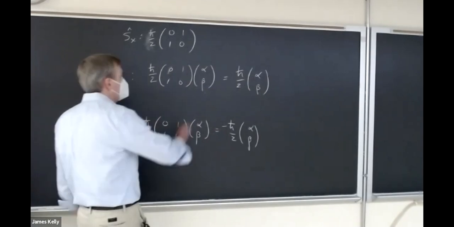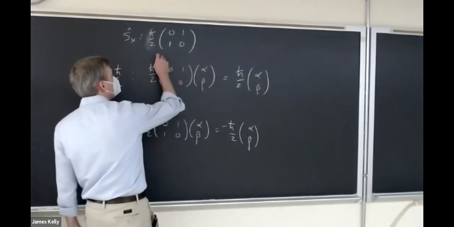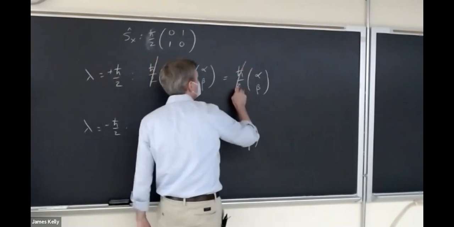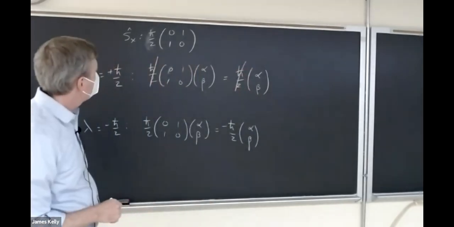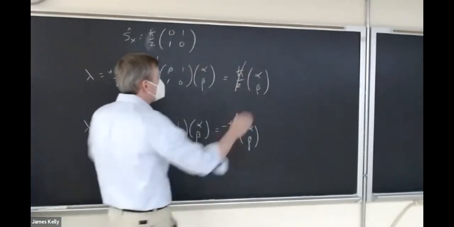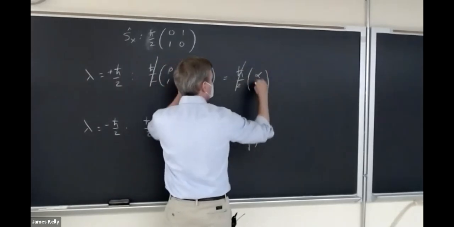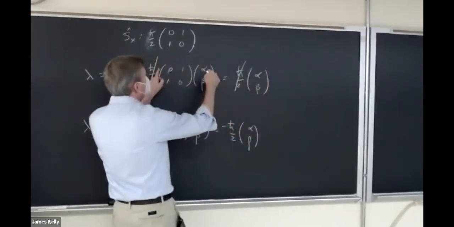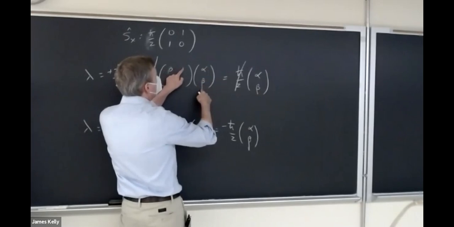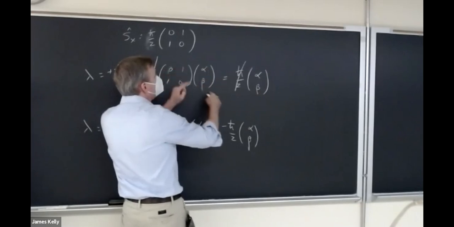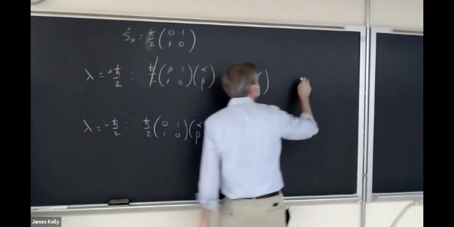And well, in this case, on both sides, I have a common factor of h bar over 2, so I can just sort of cancel that out. And this is really two equations, right? I have an upper element and a lower element. The upper element would be 0 alpha plus 1 beta. So beta equals alpha.